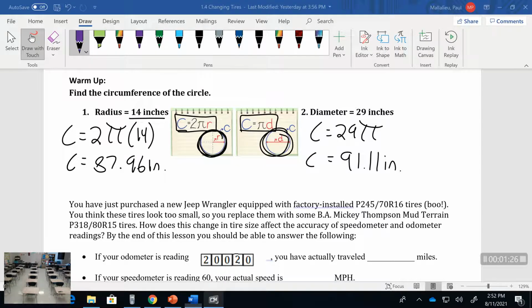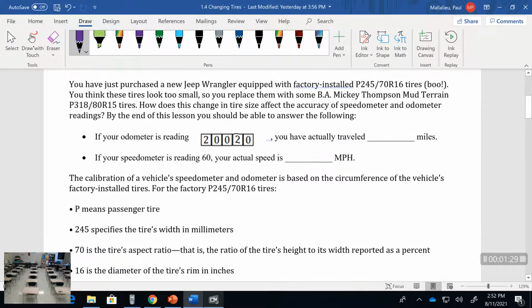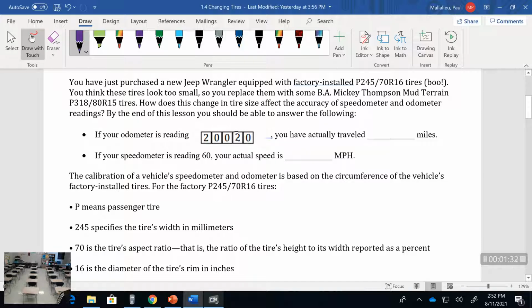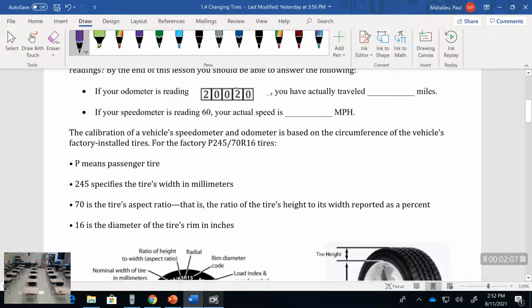All right, so if we've taken this Jeep Wrangler, factory installed, you've got your P245/70 R16s, and you think, man, these are just not the ones that I want. I need to get some much larger tires. How does this change in tire affect the speedometer, the odometer? That's what we're looking to do. So if we have an odometer reading of 20,020 miles, how far have we actually traveled? If your speedometer reading is 60 miles an hour, what's your actual speed? We'll come back and answer those questions as we work through with our new tire.